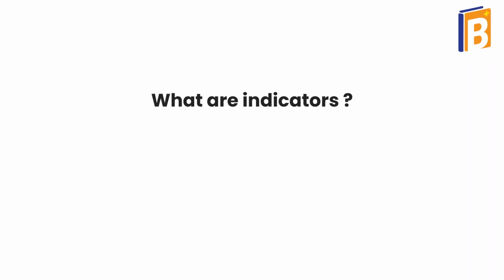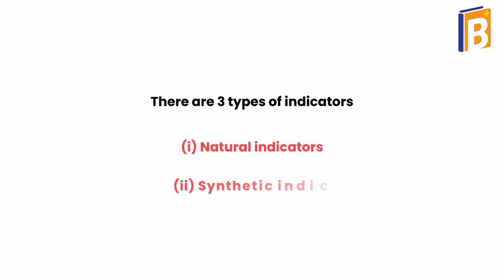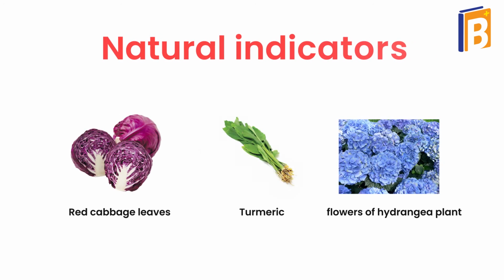Now, what are indicators? The substances that show some change in color or odor when brought in contact with some acids or bases are called indicators. There are three main types of indicators: natural indicators, chemical indicators, and olfactory indicators. The natural indicators are red cabbage leaves, turmeric, and hydrangea, etc.